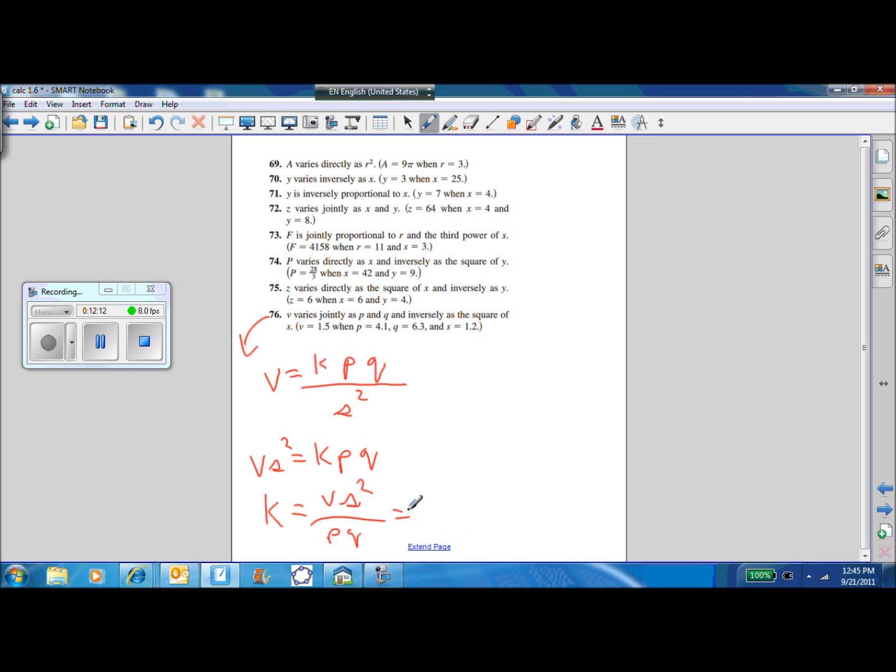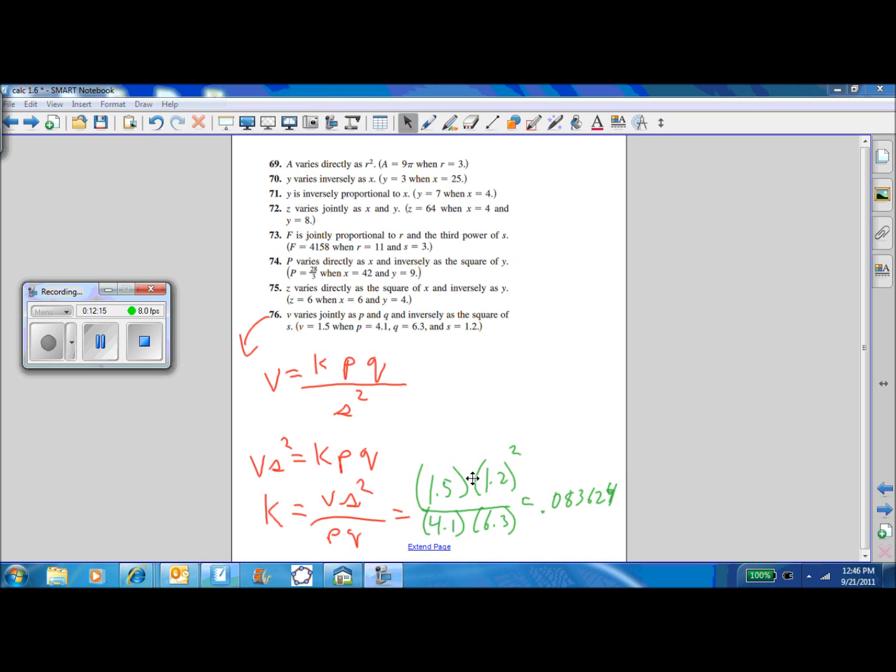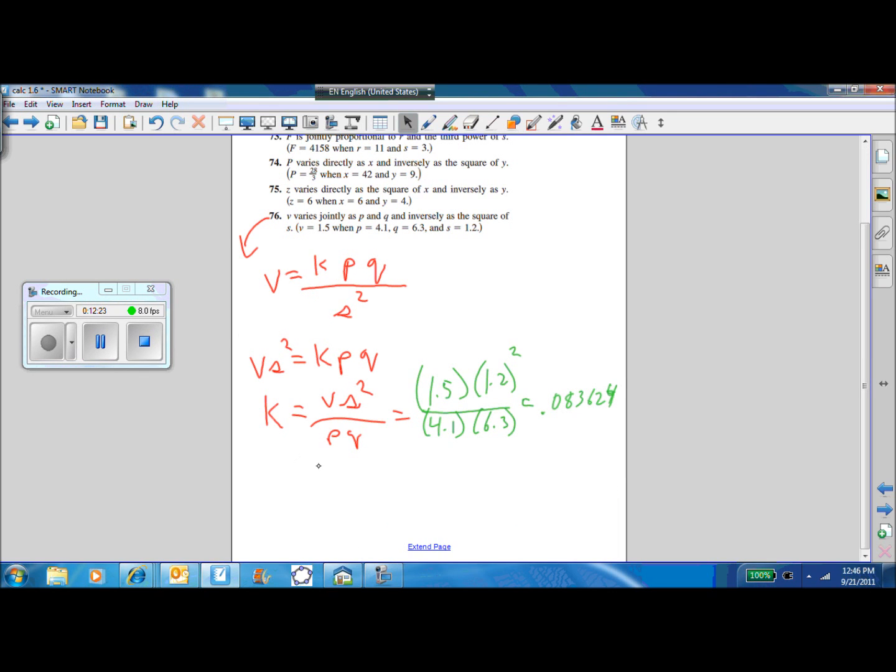And now let's sub in all those values. I subbed everything in: 1.5 in for V, 1.2 in for S, 4.1 for P, 6.3 in for Q. And I got this constant. So to make the whole equation, we'll write it as V equals the constant, 0.083624, times P times Q all over S squared. So that's called the equation with the evaluated constant. Okay?